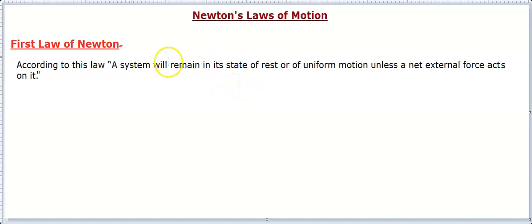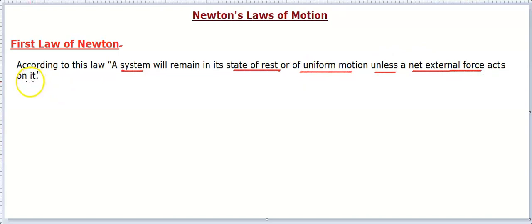So let me explain this. This is Newton's first law, and it is also known as the law of inertia. The statement can be given in various formats, so this is one way of giving it. It says, according to this law, a system will remain, did you mark the important terms? A system will remain in a state of rest or of uniform motion unless a net external force acts on it.